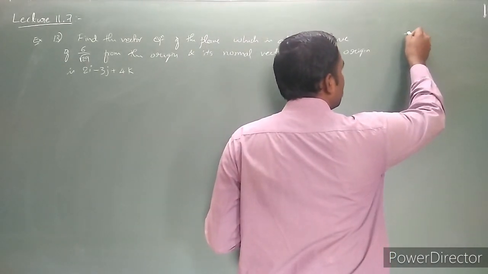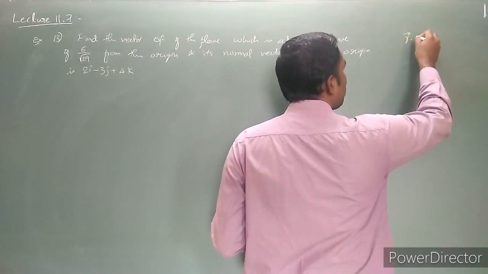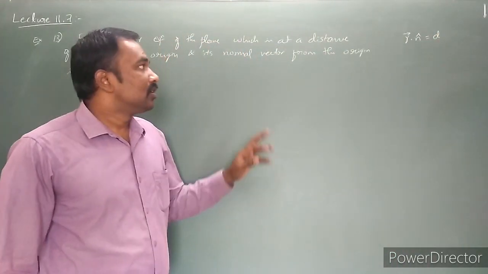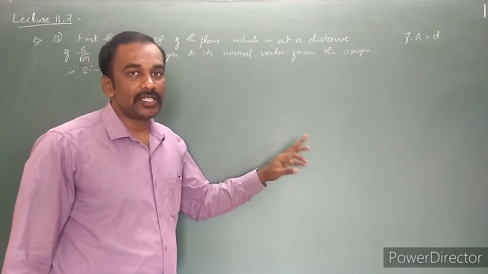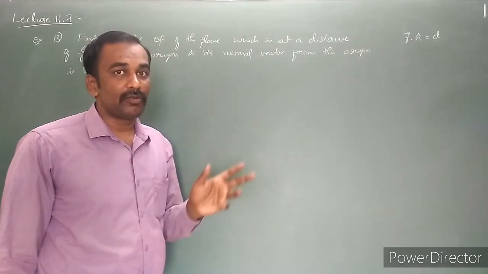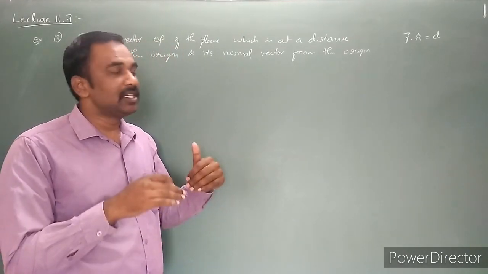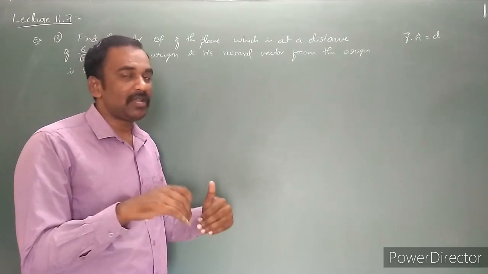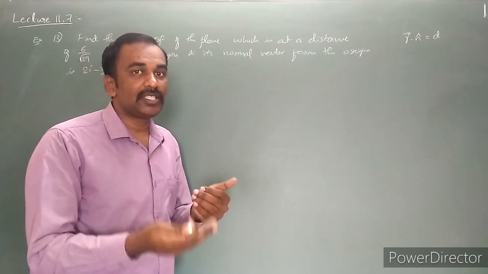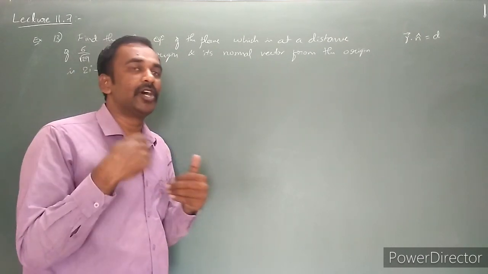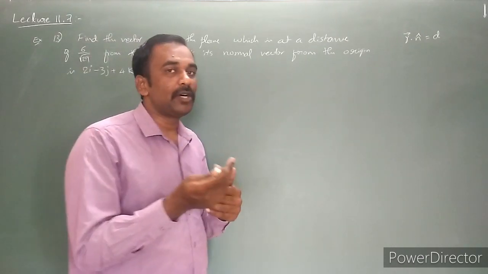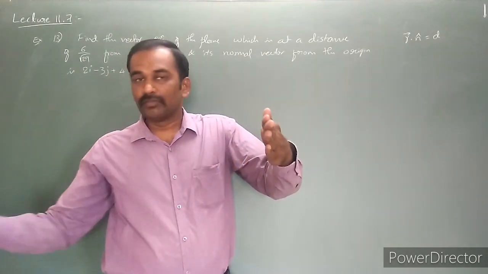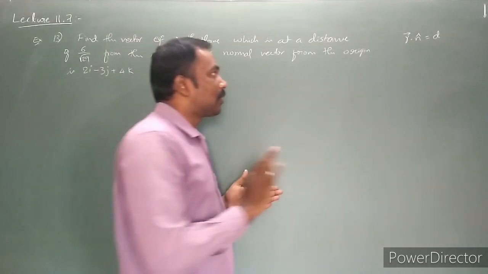So first of all, the vector form of the equation of the plane is r bar dot n cap is equal to d. This is the normal form of the plane. What is meant by the plane in the normal form? That means, for that plane, the perpendicular from the origin and its distance is given.